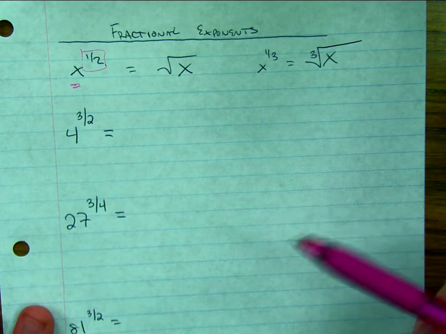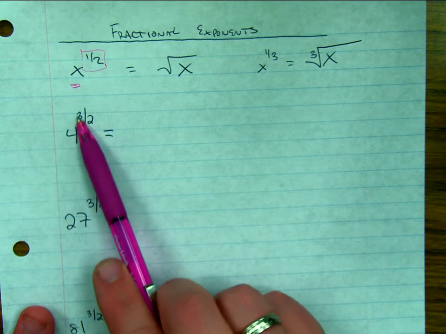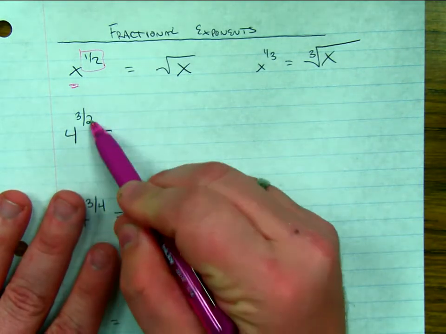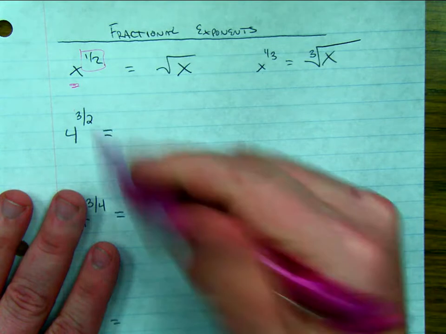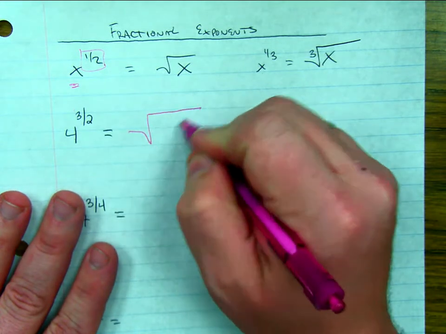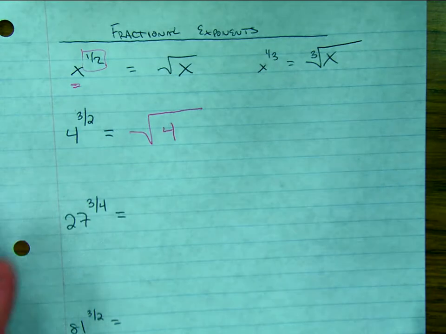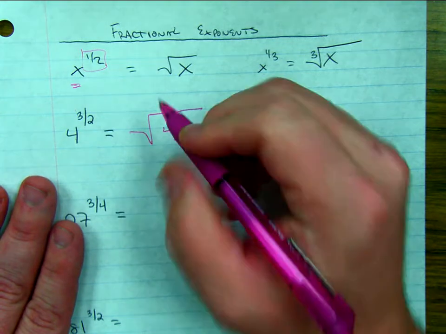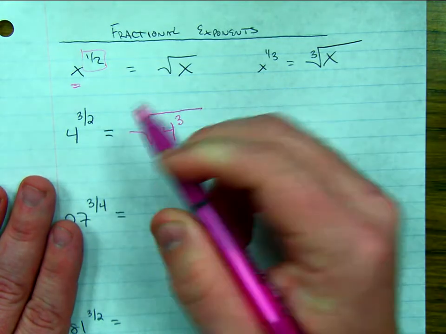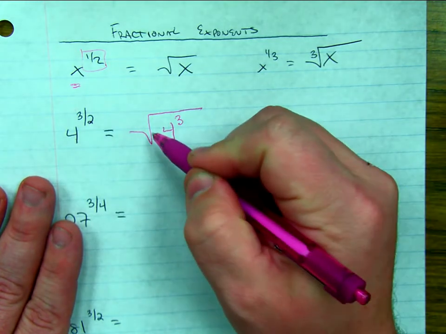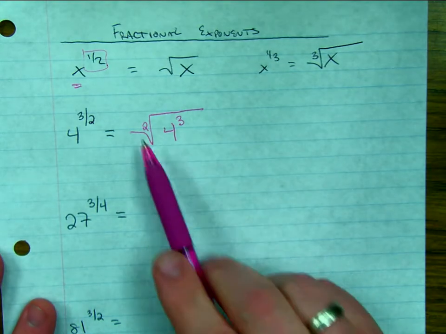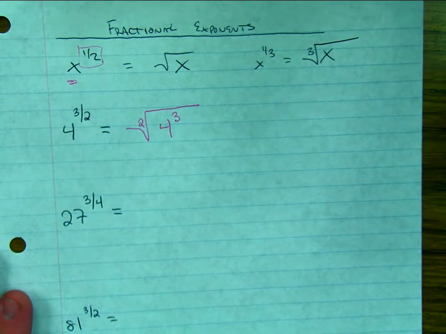But then it gets a little crazy when we mix that up, when you have a numerator and a denominator. So 4 to the 3/2 is the same as the square root of 4 cubed. Where does the 3 go? Does it go here, or does it go with the 4? It goes with the 4. And then the 2 goes where? Right here. And the 2 is the only one you don't have to write there, but if you want to write it to help you remember, more power to you.